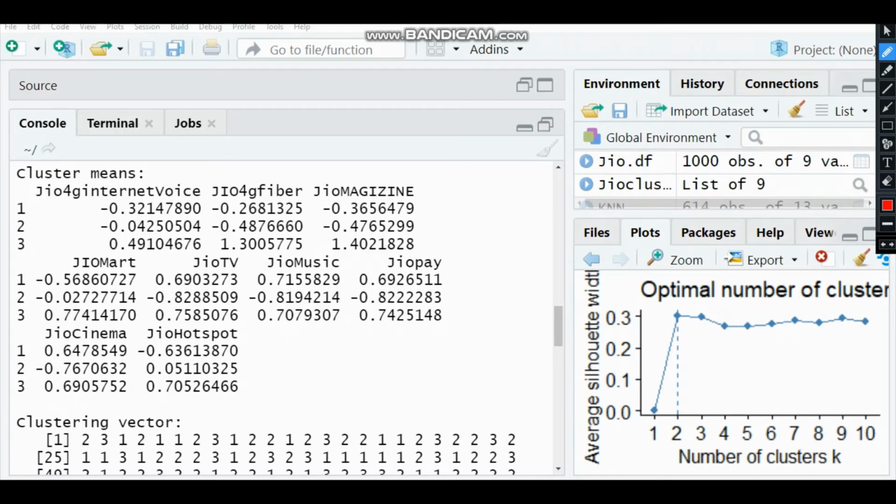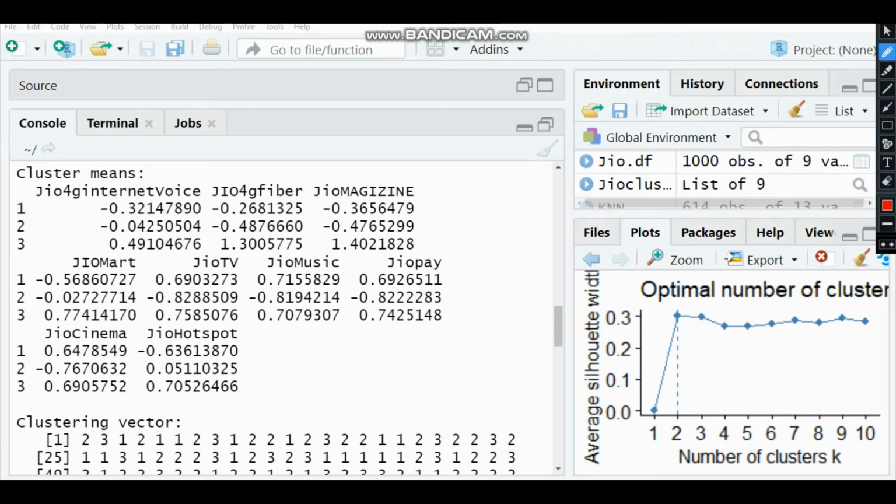And if you look at the second cluster, which has most of the negative points, the lowest values, you can cross-check the second row. I am cross-checking it. If you see, there are a lot of minus signs. Only a service like Geo Hotspot is somewhat positive. The rest of the values are negative.